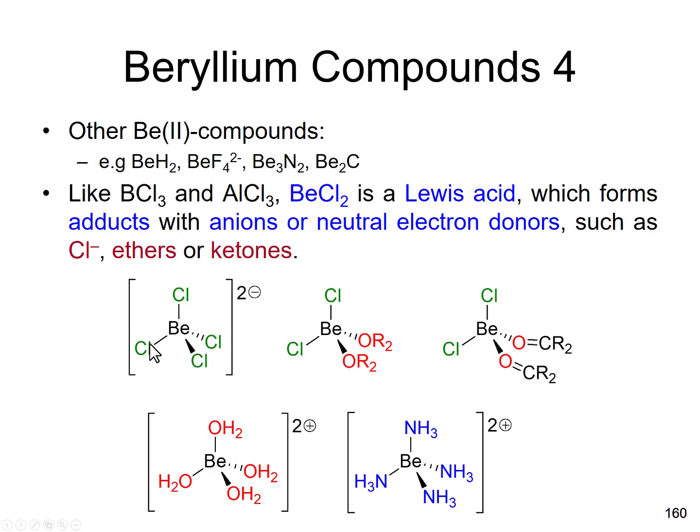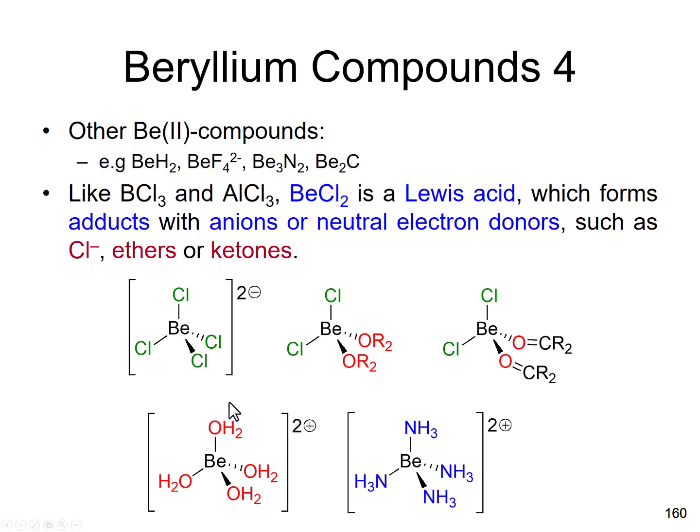Here you can see 4 chlorido surrounding beryllium, and since chlorides are negatively charged, beryllium is 2+, you have a remaining 2- charge. If you replace 2 of the chlorido with neutral ethers, then obviously you obtain this tetrahedral compound, which is neutral. And you have a very similar compound formed with ketones. Beryllium salts, upon dissolution in water, will form aqua complexes, and the structure is depicted here.